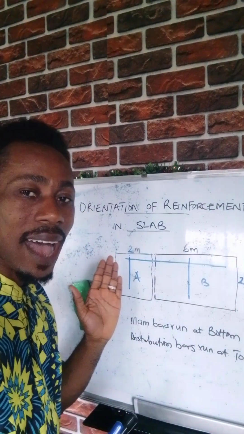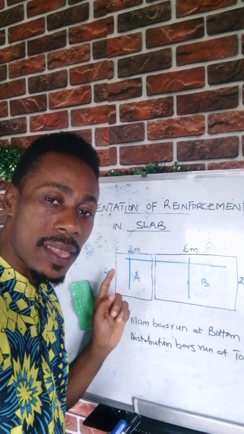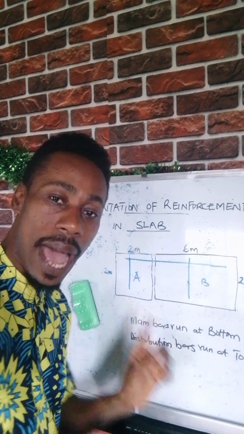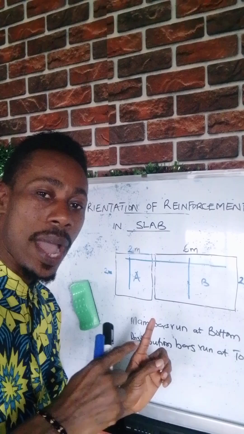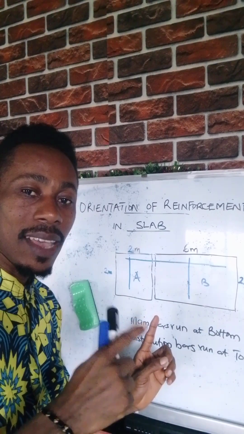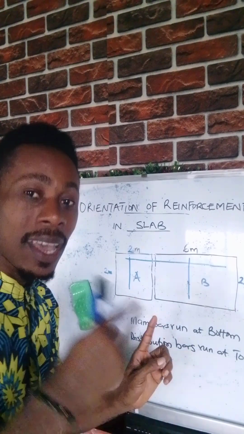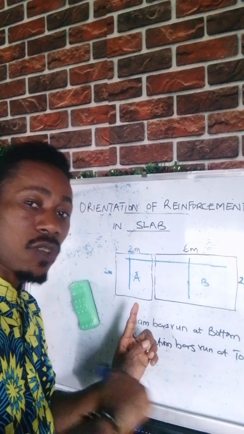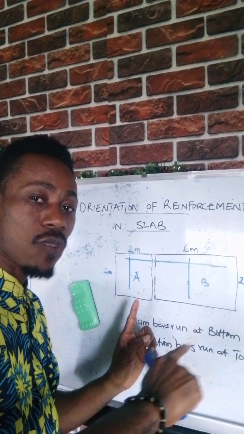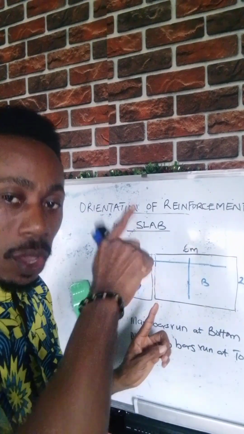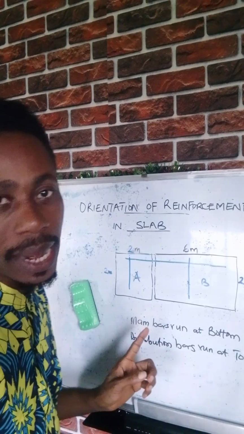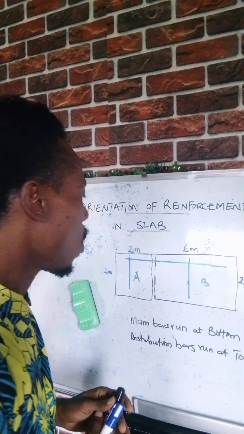The side that has the shorter span, the same reinforcement should run at the bottom. Then when the other span is longer, that reinforcement will be transferred to be top at that other panel. So take note of that.